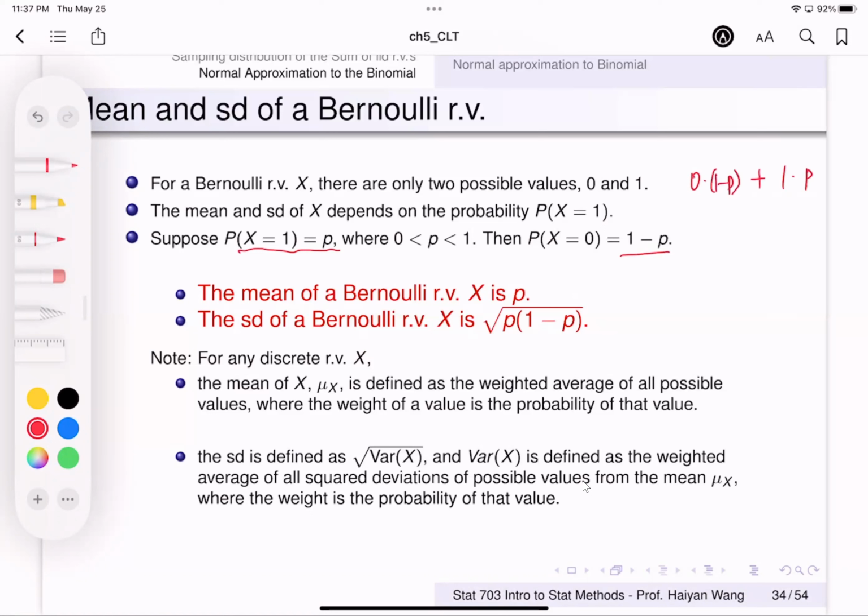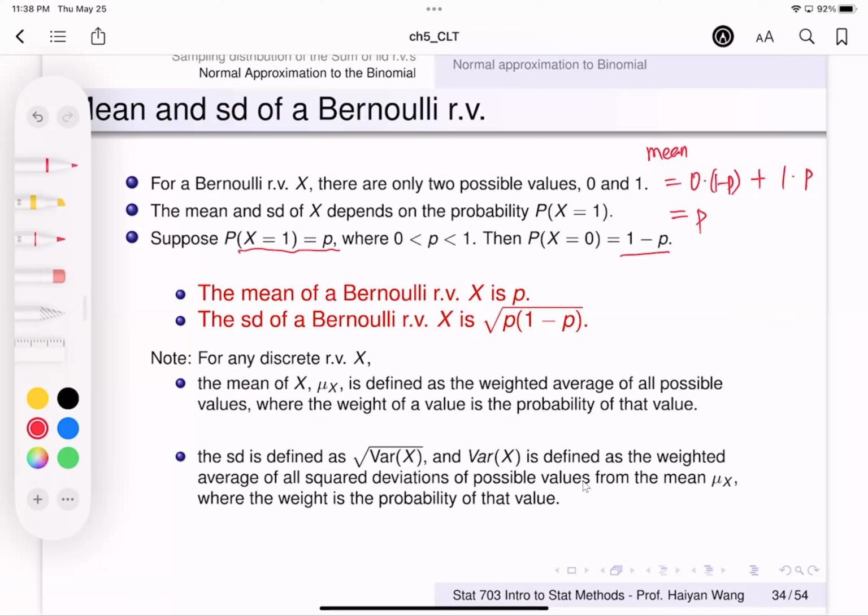When we consider the weighted average of 0 and 1 together, this gives us the mean. Once we finish the computation, we see the mean of a Bernoulli random variable is equal to p. That's the mean of a Bernoulli random variable. We also say its expected value is equal to the success probability.